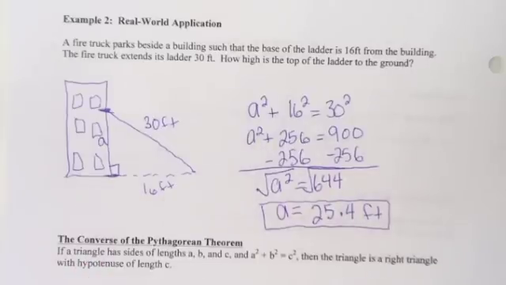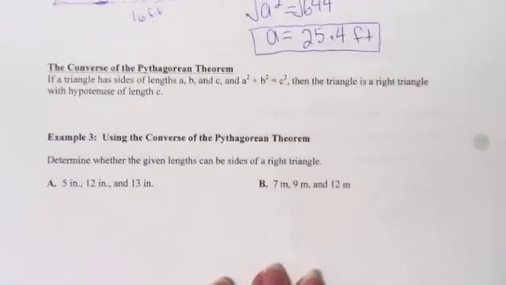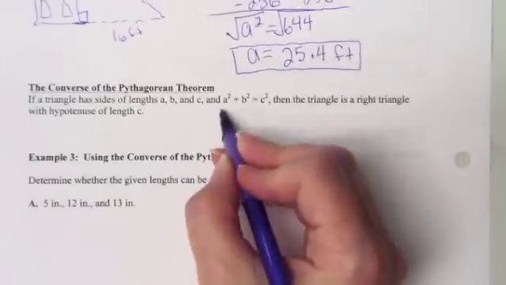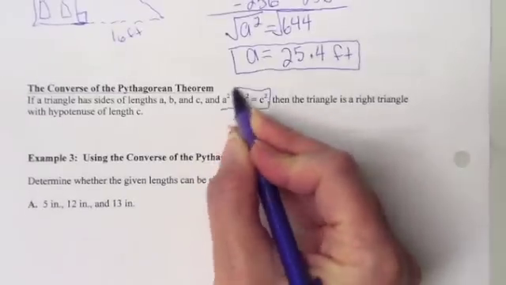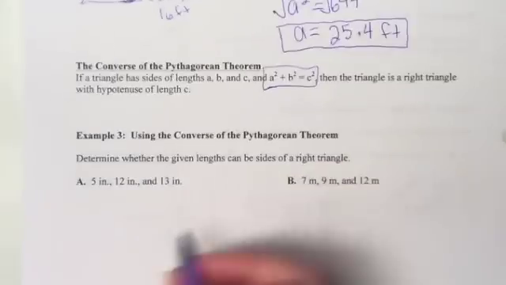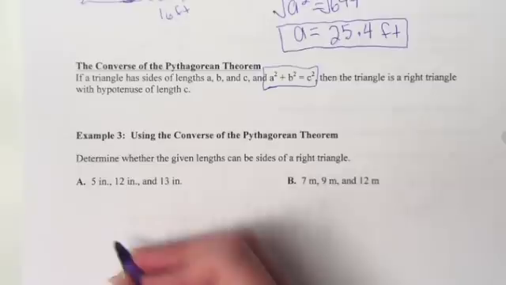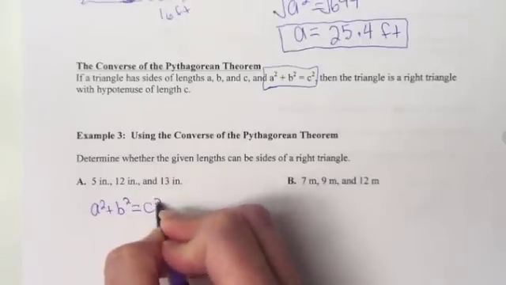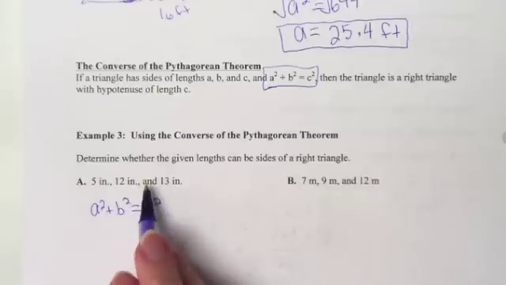All right. The second part of these notes is finding the converse of the Pythagorean theorem. Basically what that means is they're going to give us three sides, and we're going to determine if that triangle is a right triangle or not. Okay, in order to be a right triangle, this a squared plus b squared equals c squared has to be a true statement. So let's look at example 3, letter A. a squared plus b squared equals c squared. In order for this to be a right triangle, we have to plug these amounts in for a, b, and c, and we have to see if we get a true statement.